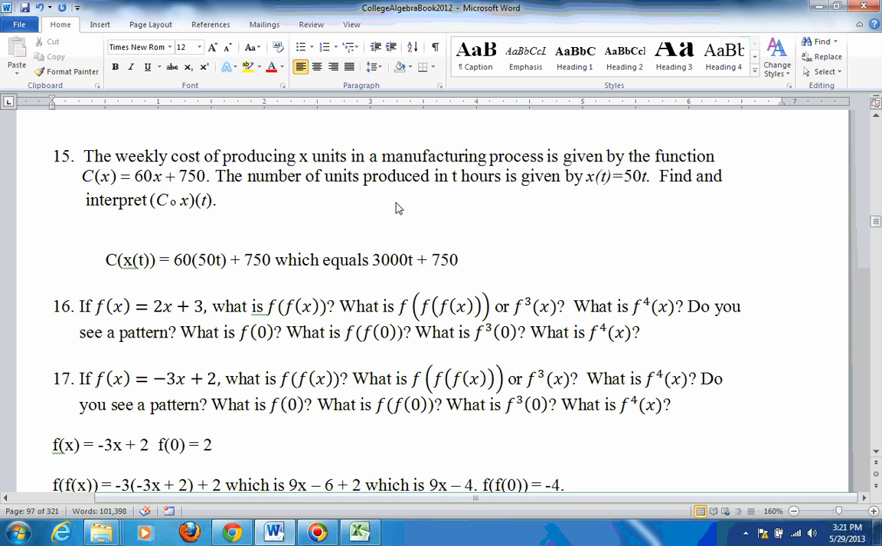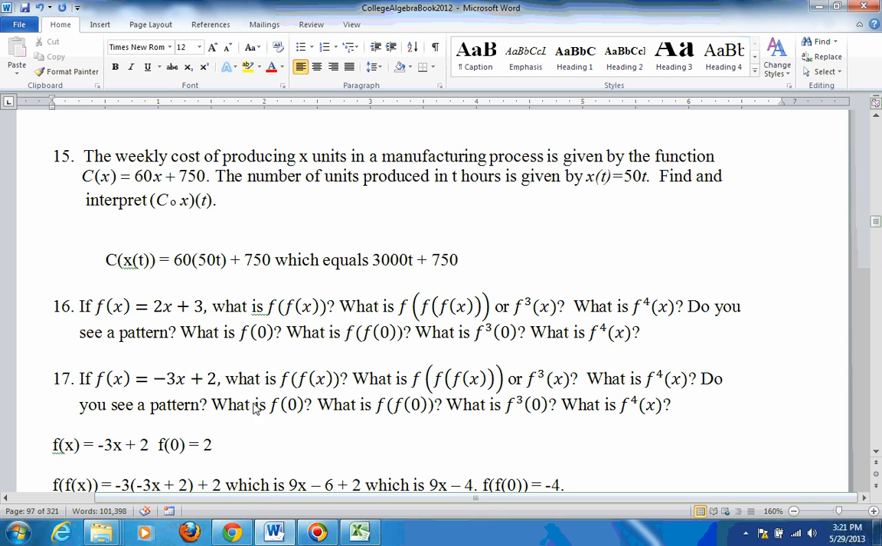So instead of doing that, you can just composite them together. You can take the x of t, 50t, and substitute it in there for x. So C of x of t is equal to 60 times what's x? 50t. 60 times 50t plus 750. Simplifying this, you get 3000t plus 750. And what does this give you? Well, this gives you the cost in terms of the time.